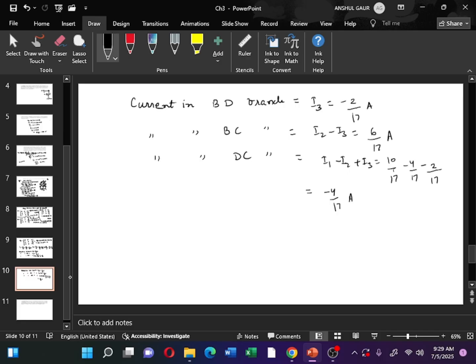So these are the different currents in different branches. So these are the answers of this problem. So hope you understand the explanation. Thank you.